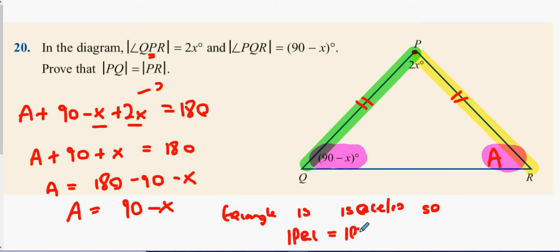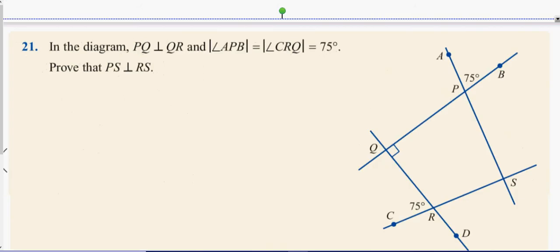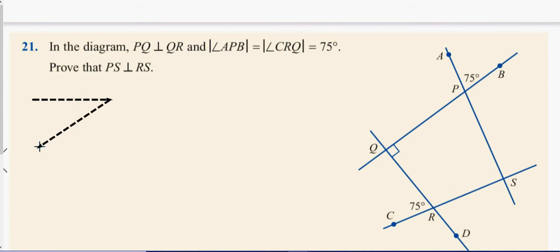Okay. Done for you. Now, question 21. What I always say is keep an eye on the following. Keep an eye on your Z's or your N's. This means that your angles are the same, provided the top of the Z is parallel to the bottom of the Z, or the top of the N is parallel to the bottom of the N. This is what's known as alternate angles.